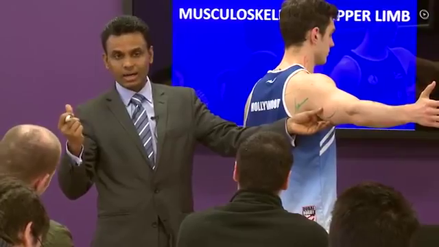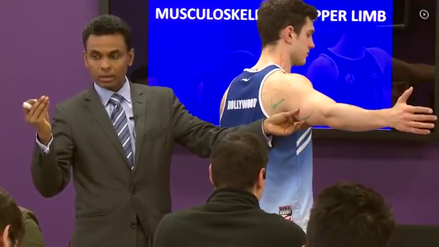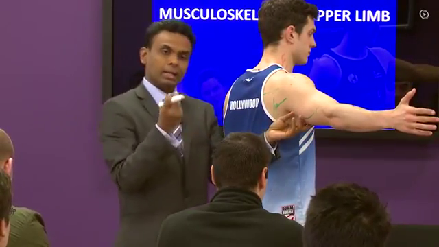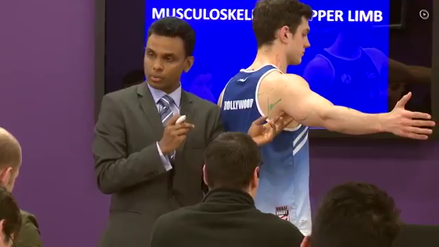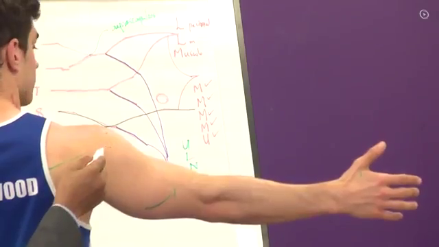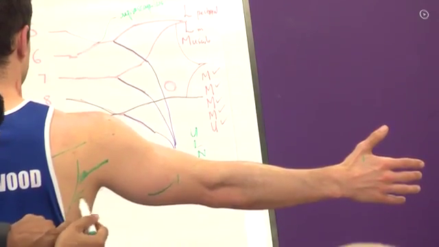So SITS, S-I-T-S: supraspinatus, infraspinatus, teres minor. They are attached to the greater tubercle, and the subscapularis is attached to the lesser tubercle. Those are the rotator cuff muscles. So that's the teres minor. Sorry, this is a teres minor. Where does the teres major insert?